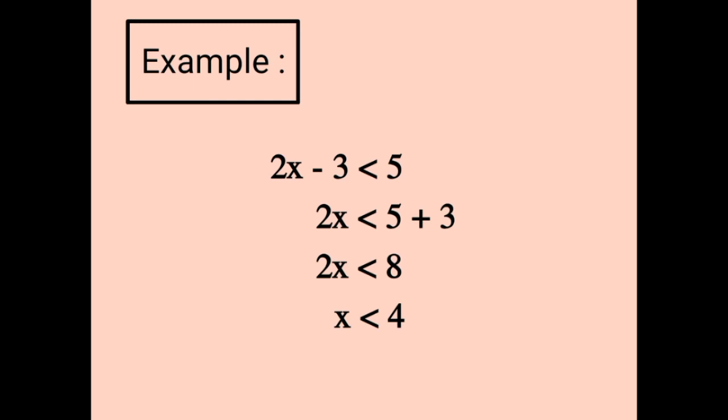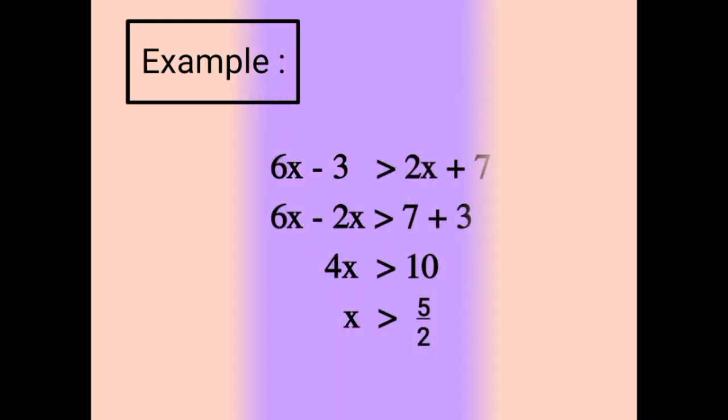So, 2x less than 5 plus 3 gives us 2x less than 8. Dividing by 2 results in x less than 4. Next, 6x minus 3 greater than 2x plus 7, so 6x minus 2x greater than 7 plus 3, 4x greater than 10. Now divide both sides by 4, so x greater than 5 over 2.